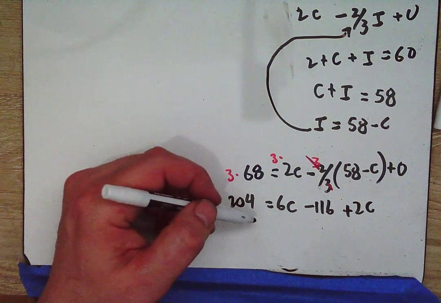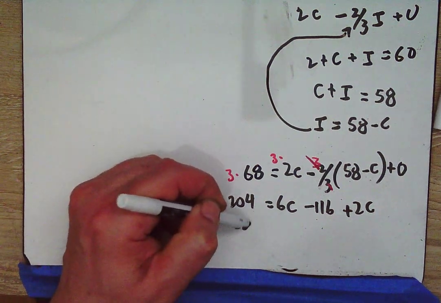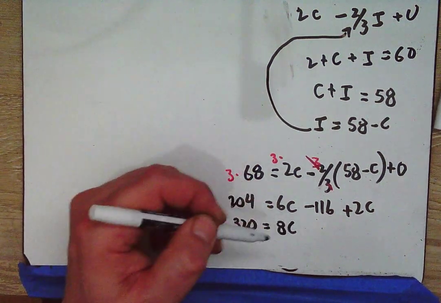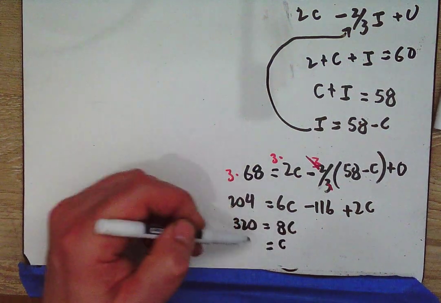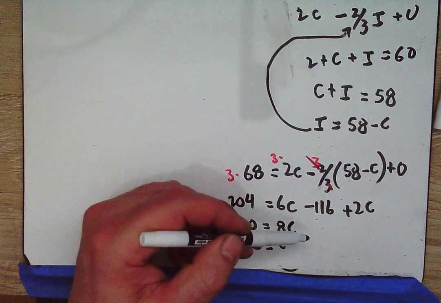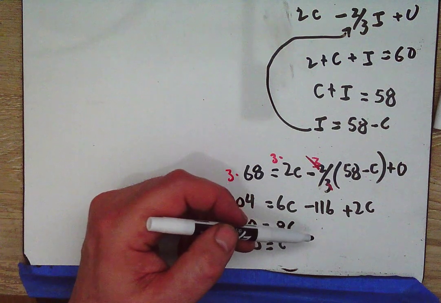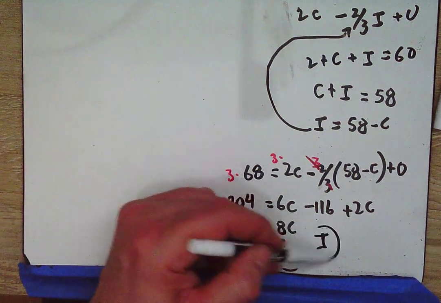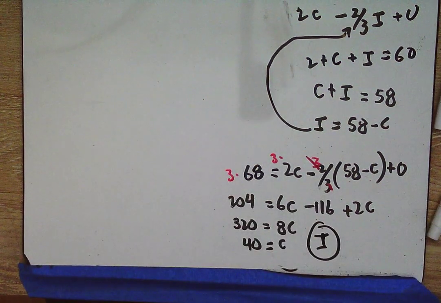That gives me 320 equals 8C. So C must be 40 correct. How many did she answer correctly? 40, and that's choice J for number 18.